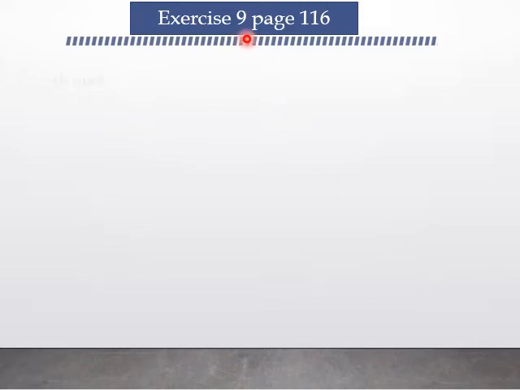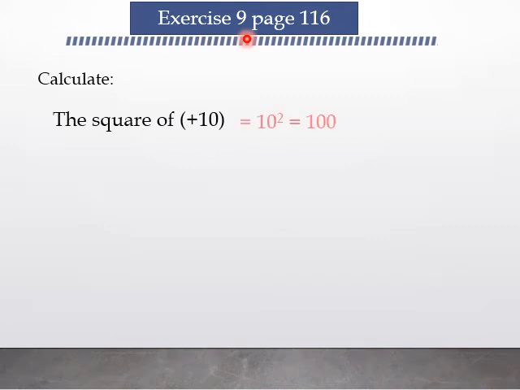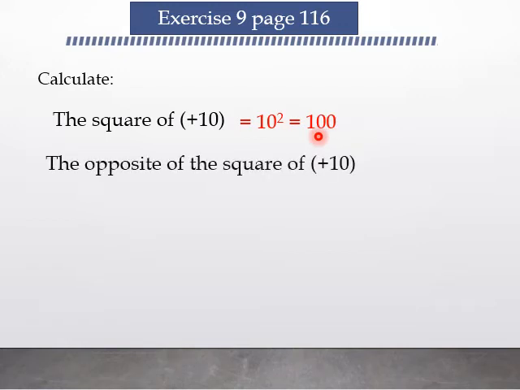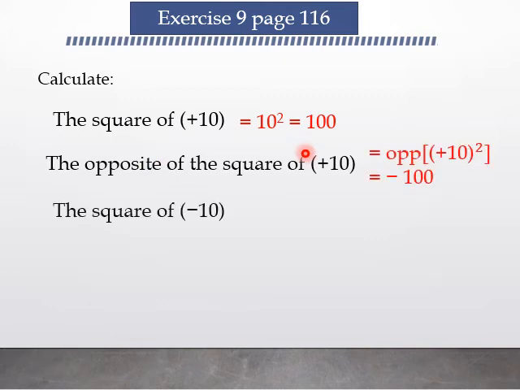Now, exercise 9. Calculate the square of plus 10. It's plus 10 squared. So it's 100 since it's 10 times 10, and we know that if we have a power of 10, I have to look at the exponent and add as many zeros as the exponent. 10 power 2 means 10 times 10, which is 100. The opposite of the square of plus 10. The square of plus 10 is 100. The opposite of 100 is minus 100.